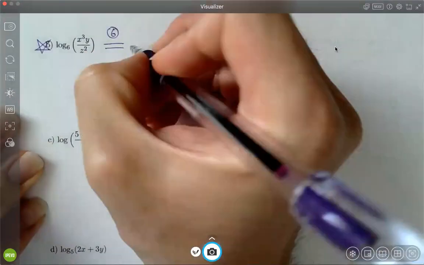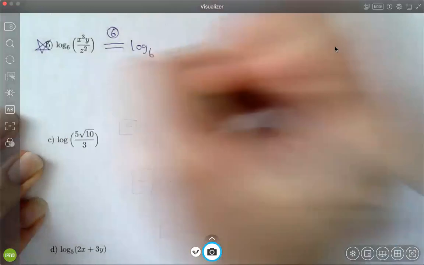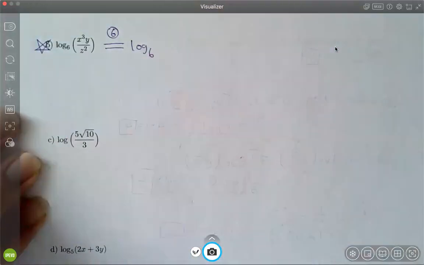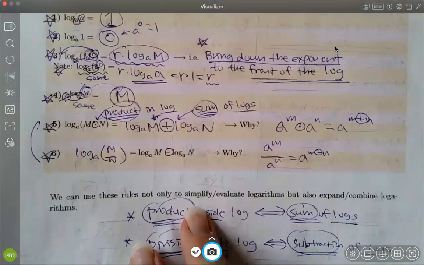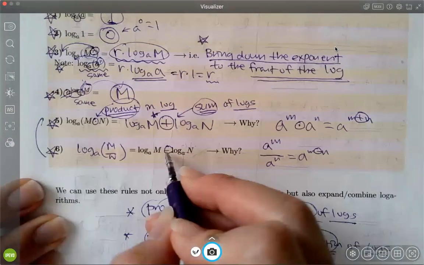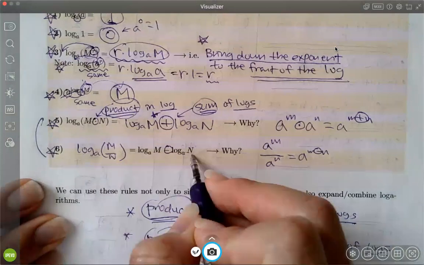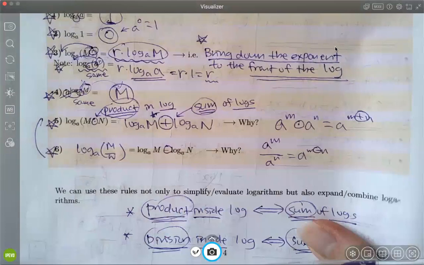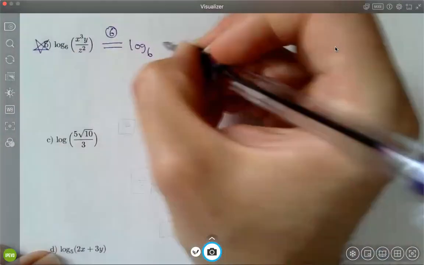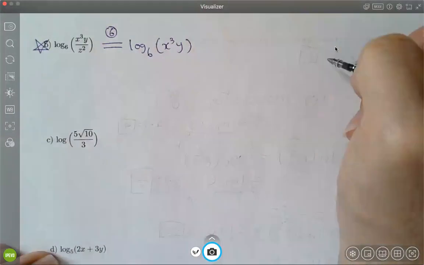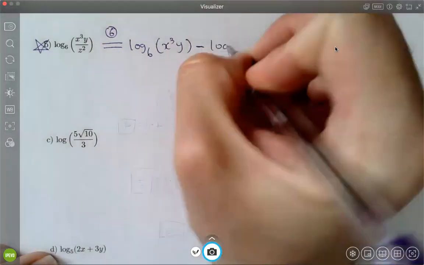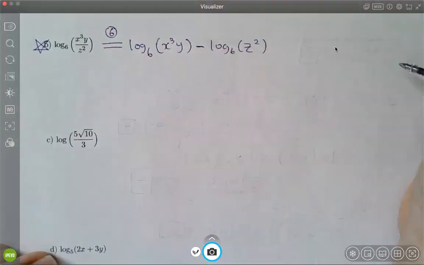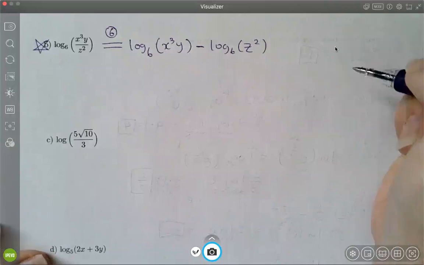So what do you have? Log base 6. And now, what is the first term? If you look at rule number 6, what's at the top is written first, and then what's at the bottom comes second. So log 6 of the top, x cubed y, and then minus log 6 of z squared, right? And now, is that it, or can we simplify further? We can go further, right?